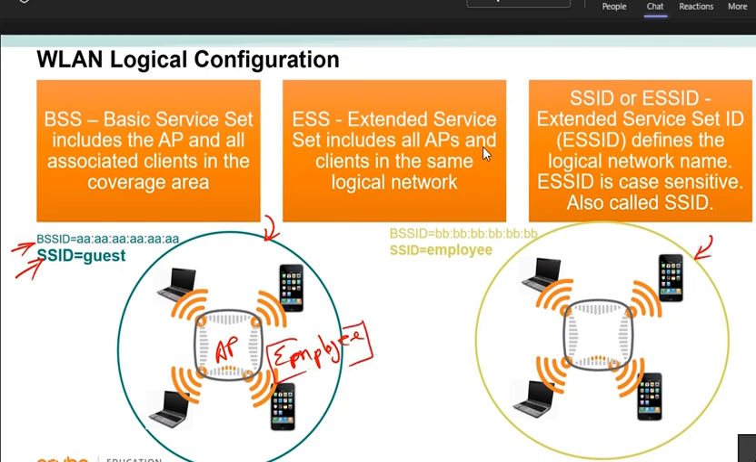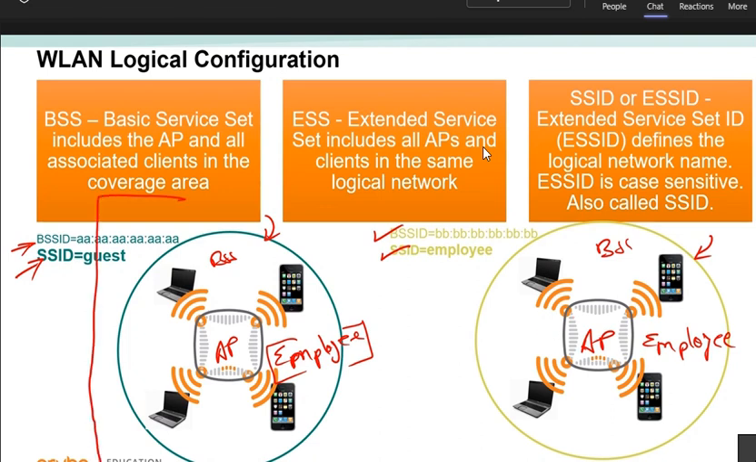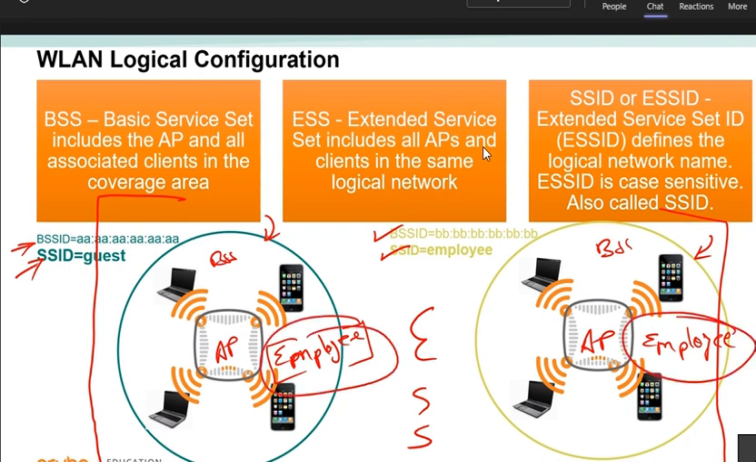Now again, this is one BSS, one logical network created by an access point where it is connected to its clients. BSS ID is a unique identification of an access point, typically its MAC address. SSID is the name of the WLAN that it is propagating. This is one BSS, this is one BSS. If they both are propagating the same WLAN, then this becomes one big logical network called ESS, Extended Service Set, and this becomes ESSIDs, Extended Service Set IDs.